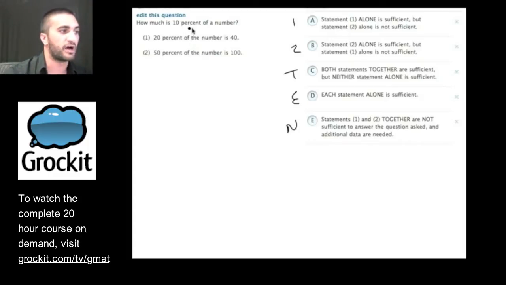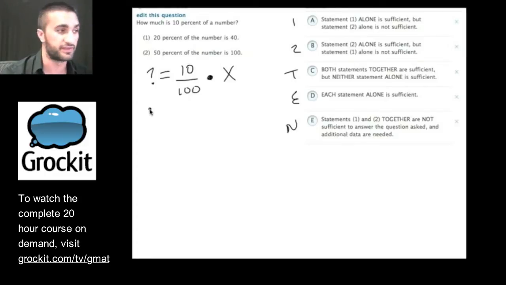Great. How much is 10% of a number? Let's translate that from English to math. How much, which is what we're trying to figure out, is the same as an equals. 10%, this is how you write 10%. Of is the same as multiply, and number, let's just say x. So how much is 10% of a number? Okay, they want to know how much is 10% of this number.